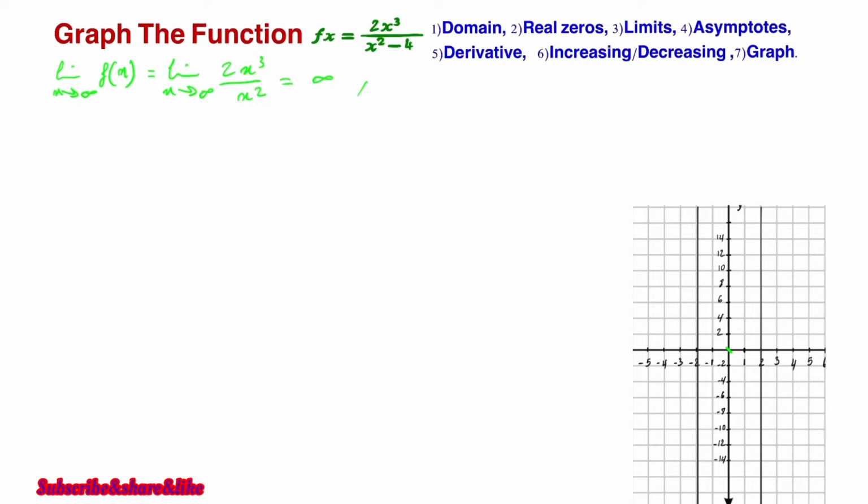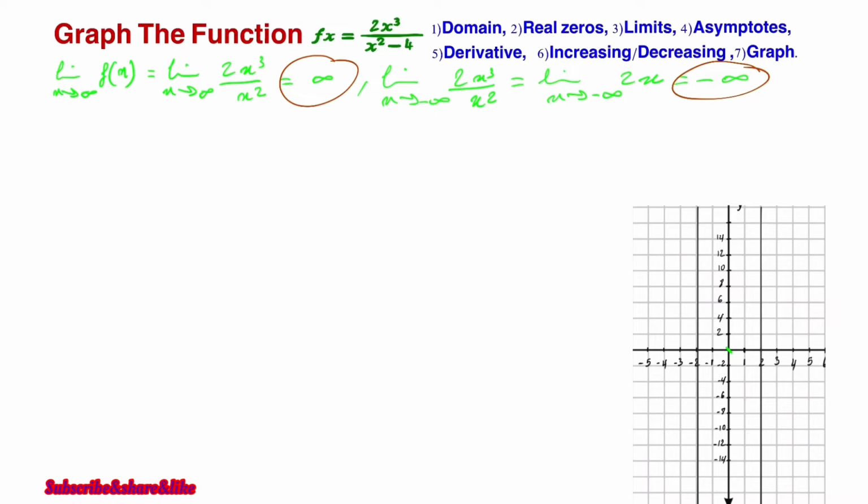And we do the same thing for minus infinity. For x to minus infinity, same thing, it's just 2x to the third over x squared. Why? Because this 4 here doesn't count, because it's a very tiny number compared to infinity. We will end with the limit of x to minus infinity of 2x. You see we can cancel x squared from here and x squared from here, so it's going to give us minus infinity. So we have infinity and minus infinity.